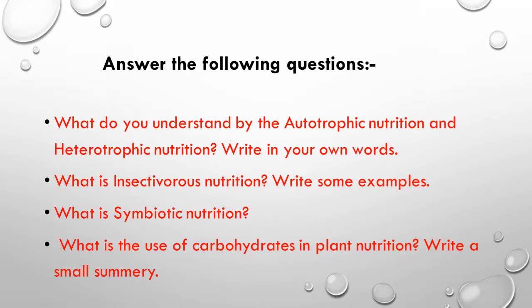Exercise. Answer the following questions. Children, for writing these answers, you can use a rough notebook. So these are the questions. You have to write the answers in your rough notebook. What do you understand by autotrophic nutrition and heterotrophic nutrition? Write in your own words. What is insectivorous nutrition? Write some examples. What is symbiotic nutrition? What is the use of carbohydrates in plant nutrition? Write a small summary.